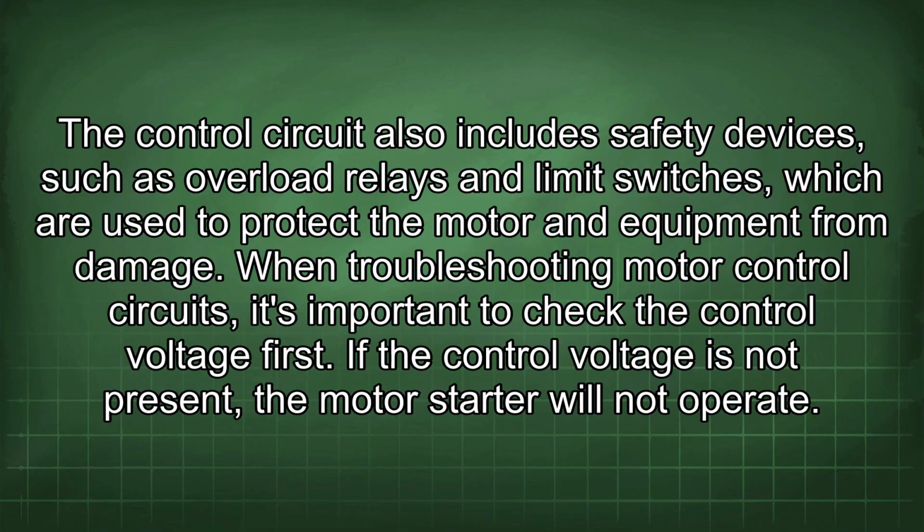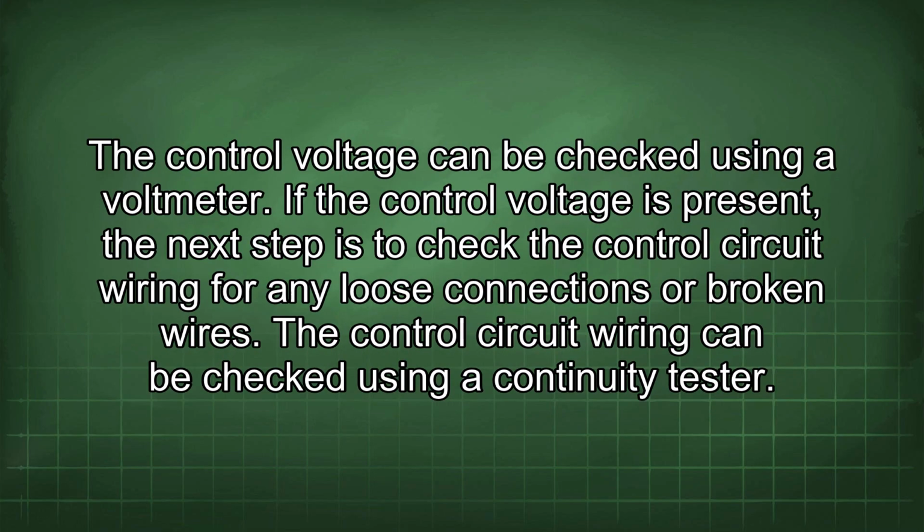When troubleshooting motor control circuits, it's important to check the control voltage first. If the control voltage is not present, the motor starter will not operate. The control voltage can be checked using a voltmeter. If the control voltage is present, the next step is to check the control circuit wiring for any loose connections or broken wires. The control circuit wiring can be checked using a continuity tester.